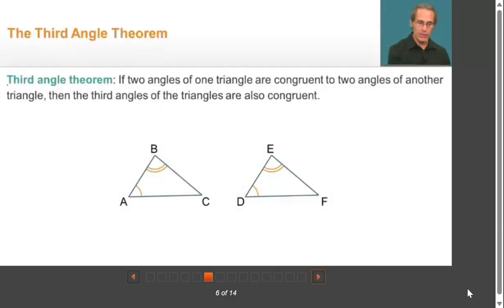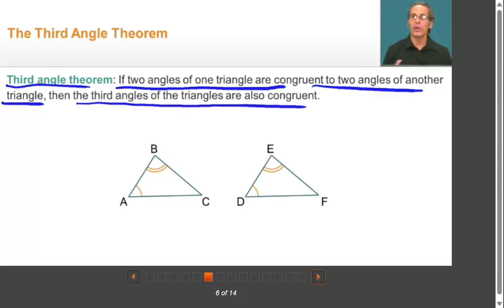The third angle theorem says if two angles of one triangle are congruent to two angles of another triangle, then the third angles of the triangles are also congruent. Now this should make sense. It follows if you think about it, because if you have two pairs of corresponding angles of the same measure, and we know that the interior angles of a triangle sum to 180 degrees, substitution will enable us to say that these third angles must also be congruent.